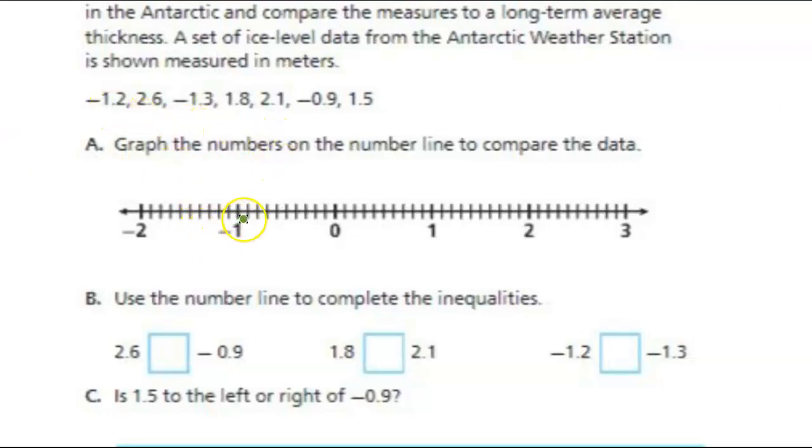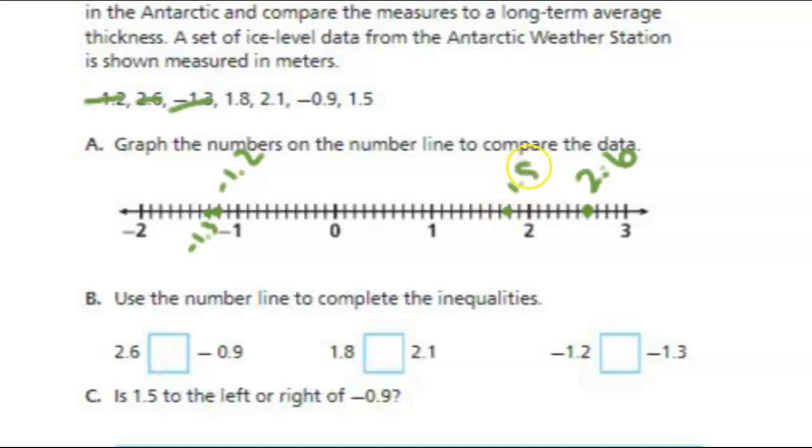Our first one's at negative 1.2. So we have negative 1 right here. And I'm actually going to say what it is so I can answer the questions down there. Our next one's positive 2.6. 2, 3, 4, 5, 6. I'm hoping I'm getting on the right one because I'm not wearing my glasses right now, which is a bad decision. Then we have negative 1.3, which is right there. Then we have 1.8.